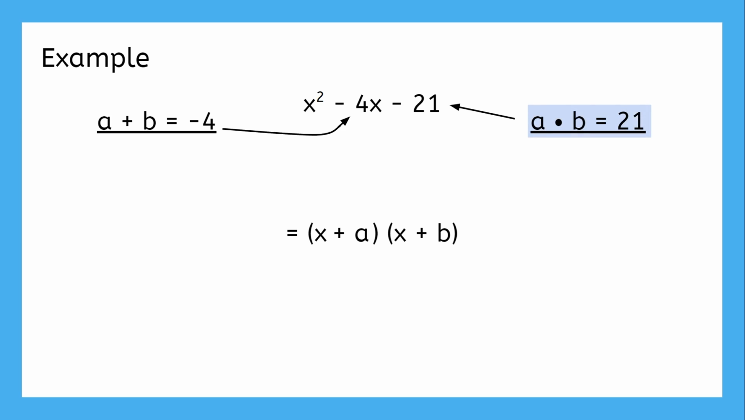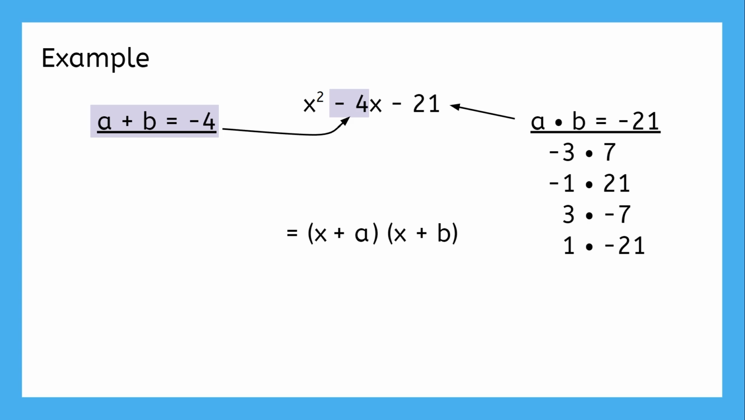So what numbers multiply to make 21? 3 times 7 and 1 times 21. That's it. Except we don't need to make 21. We need to make negative 21. 3 times 7 wouldn't make a negative number, but negative 3 times 7 would. Or 3 times negative 7. The same goes for 1 and 21. Negative 1 times 21 works, or 1 times negative 21. Okay, so now we've got 4 possible combinations, but remember, that isn't all. The correct combination also adds together to make negative 4.